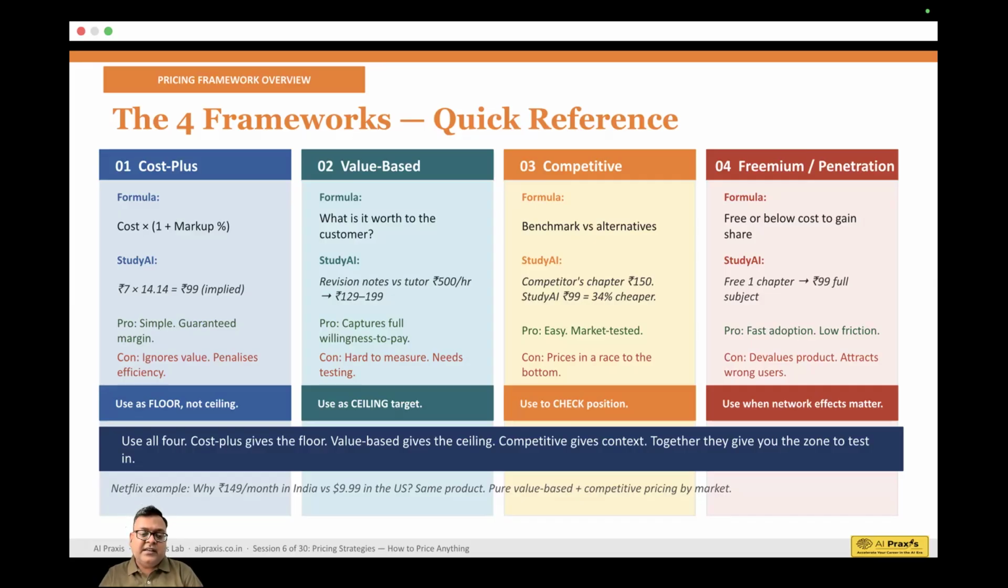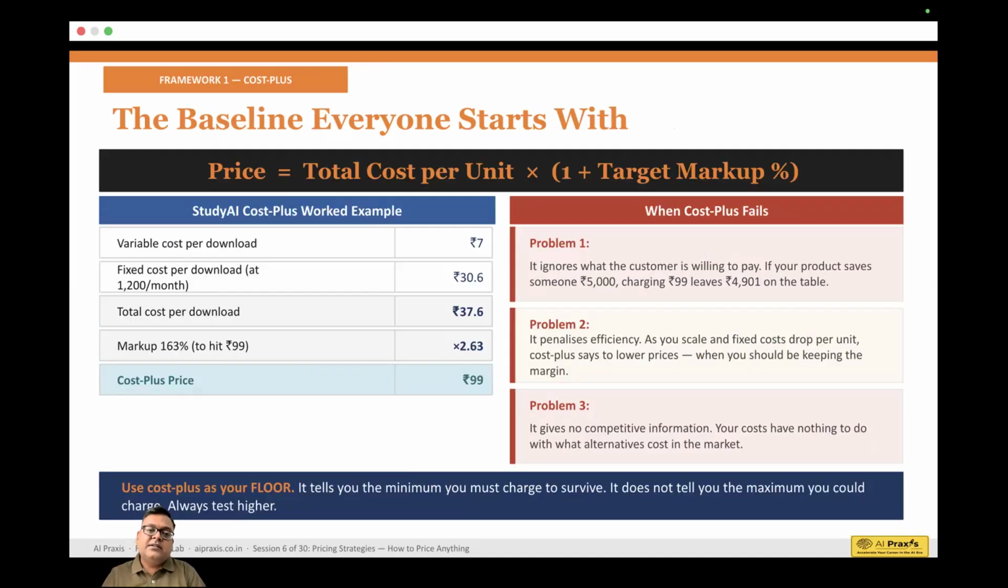Netflix, very high, very competitive. In fact, the price is really very high. But look at India, 149 rupees per month, the last package that they actually offer, versus $9.99 in the US. Okay, same product, but pure value-based plus competitive pricing by the market. Let's understand these in detail.